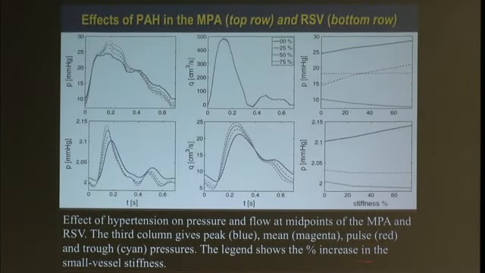So this is the effect of increasing small vessel stiffness, and we're increasing it by about 10% each time. This is in the main pulmonary artery, and then in the right superior vein at the bottom. These are pressures, these are flows, and flow, of course, is imposed here. And these are summary data, but I won't bother with those right now.